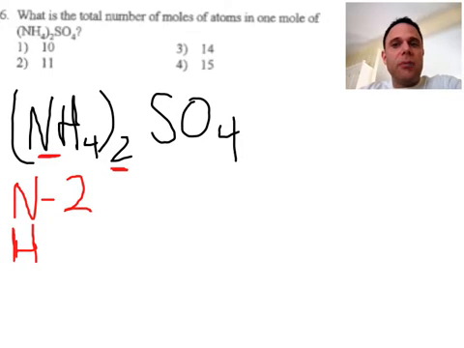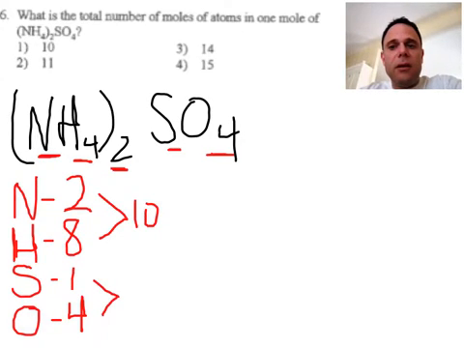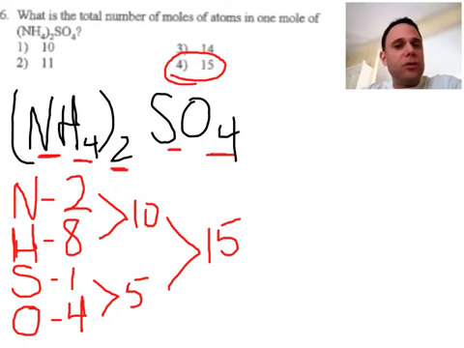Hydrogen. Inside the parentheses we have 4 hydrogens, doubled by the 2 outside the parentheses, 8 hydrogens. Sulfur, no parentheses affecting it, there is 1 sulfur, so therefore only 1 sulfur. And oxygen. Again, no parentheses, 4 oxygens, straight up, it's 4 moles of oxygen. Add them up by chunking, it just makes it easier for me in my head. We have 10, 5, a total of 15 moles of atoms to make up this substance. That is choice 4.